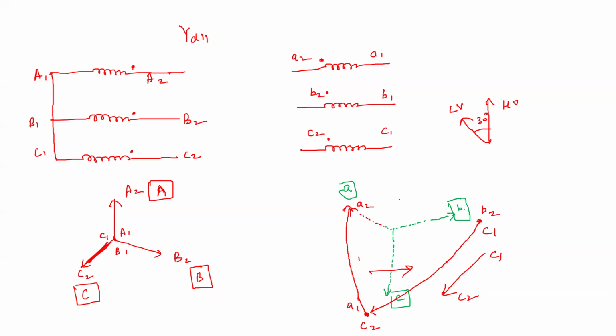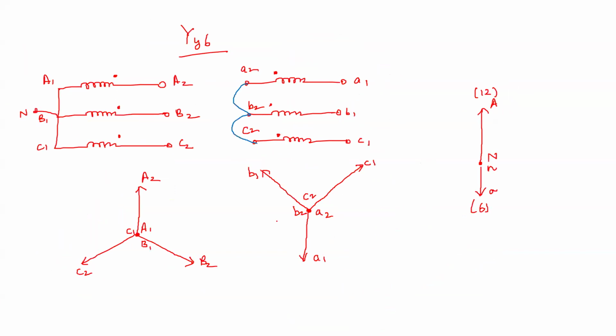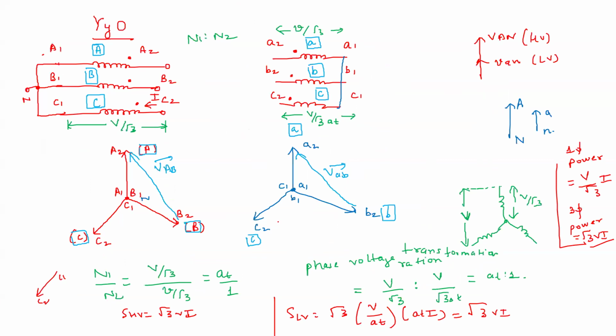Okay. Then here, this is how I will draw this. So you see A2 is connected to B1. B2 is connected to C1. And C2 is connected to A1. So this is the diagram for YD11. Okay. So I have discussed a lot on this vector group. So if there is any doubt, you ask me. Then we will proceed with the assignment.